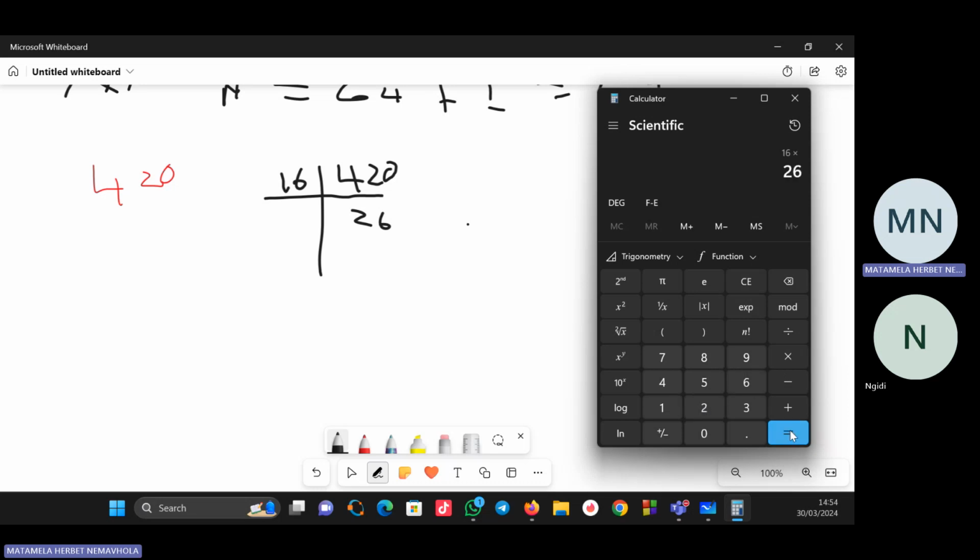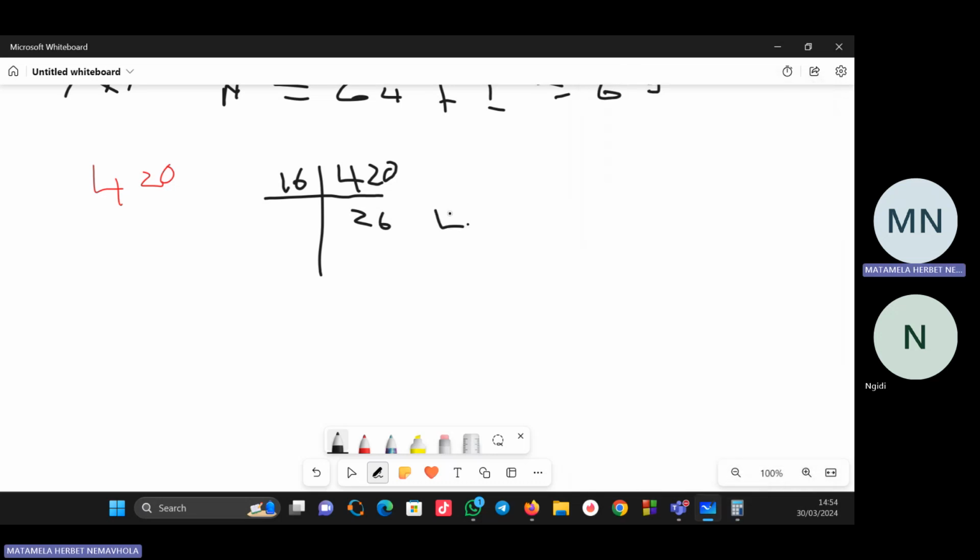multiplied by 26, you see it's 416. If we add 4, obviously it's going to get what? 420, you see. Then again, you do the same. How many times does 16 go into 20? It's going to go 1, right? And what is the remainder for this? We know that is going to be 10, because 10 plus 16 is 26.